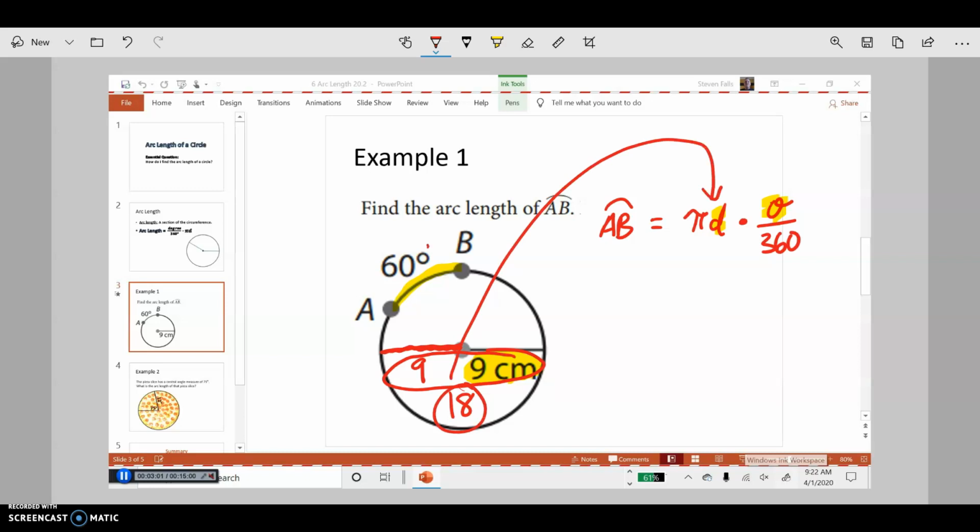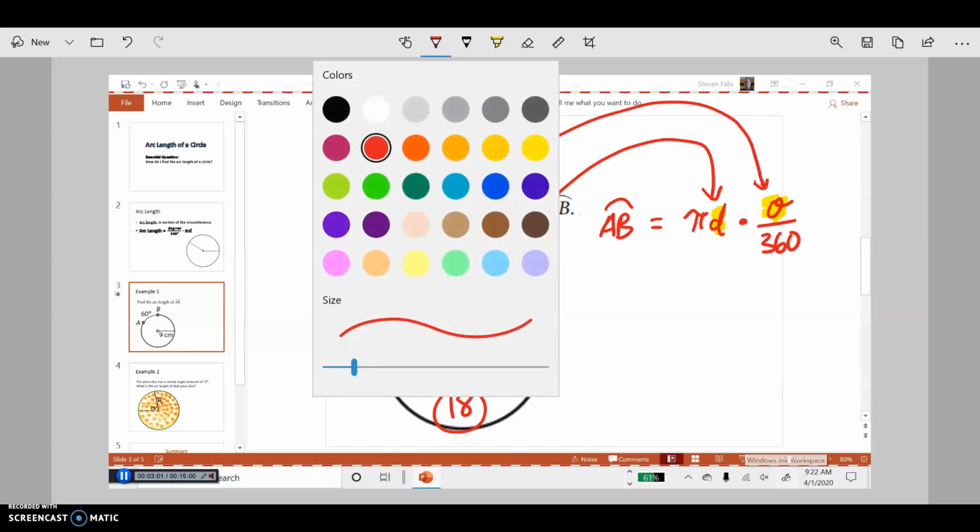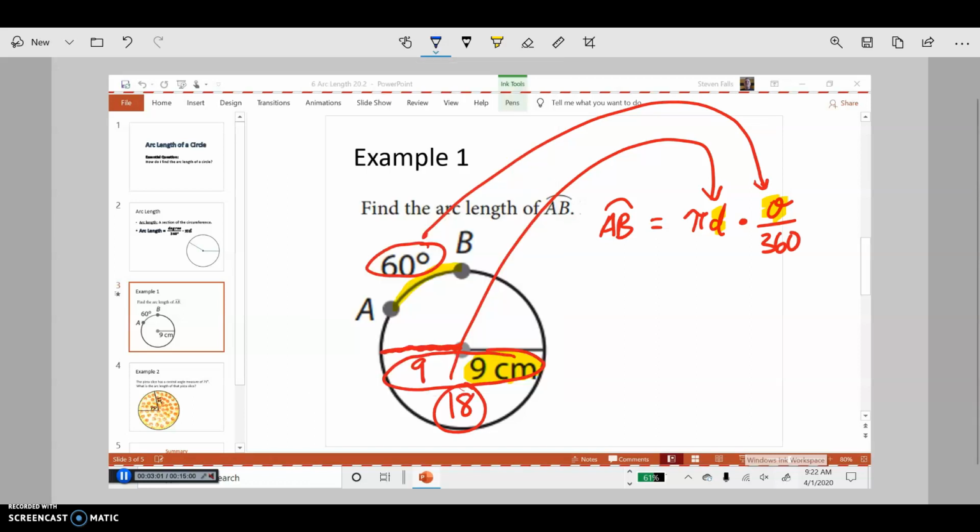And then you can see that our arc length right here has a measurement of 60 degrees. So that's going to go in right there. And let's just work this thing out. So we have pi times the diameter, which is 18. So I'm going to put the 18 in front. So I'm going to say 18 pi times the angle, which is 60 over 360. Remember, 18 pi, I can make it a fraction, just put it over 1.